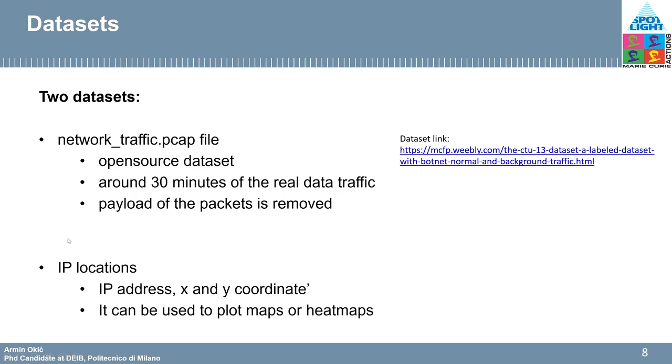The other dataset contains IP locations. In this dataset you will find the IP addresses with corresponding X and Y coordinates. You can use this to plot some maps or heat maps, which can be exploited to be more creative.